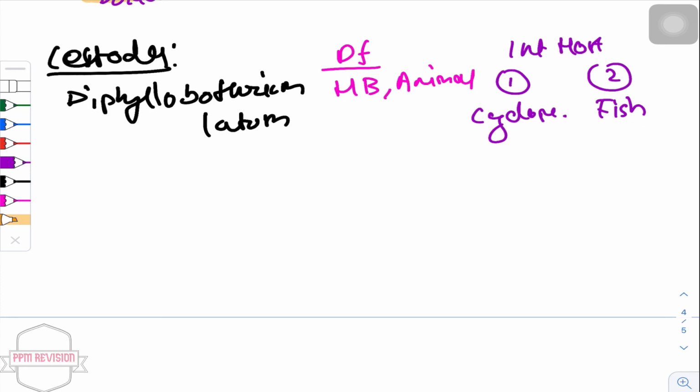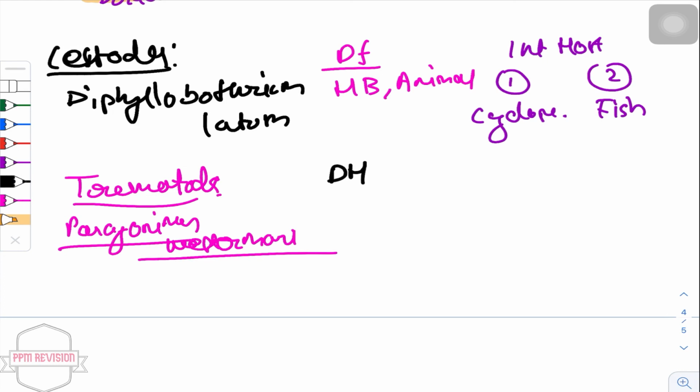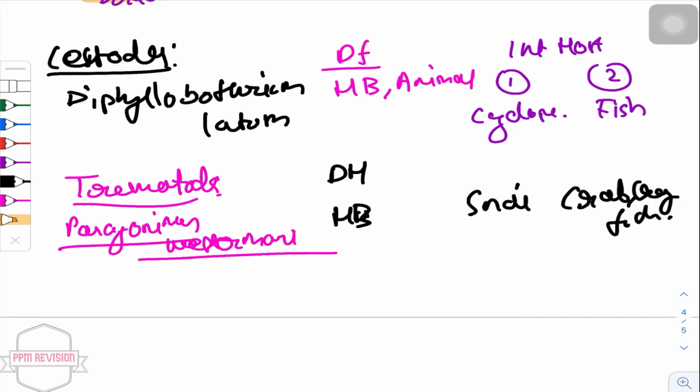Next, we're looking at the trematodes. So under trematodes there is Paragonimus westermani, and looking at definitive host, there is human beings. Next, intermediate host is snail, and the second being crab or crayfish. So this is Paragonimus westermani. This is associated with crab.